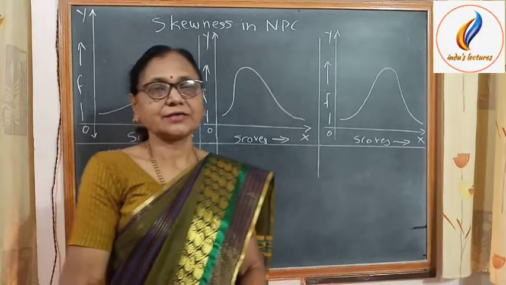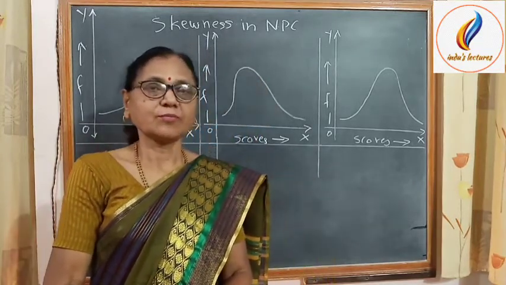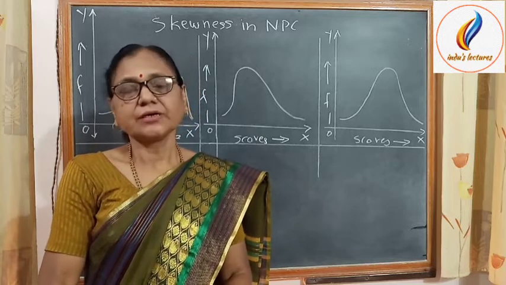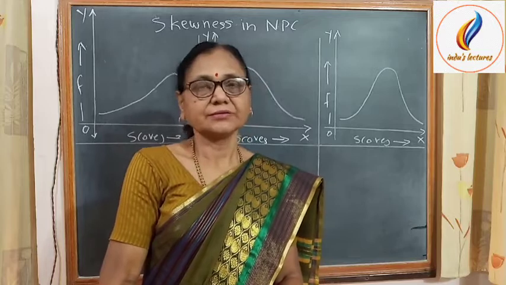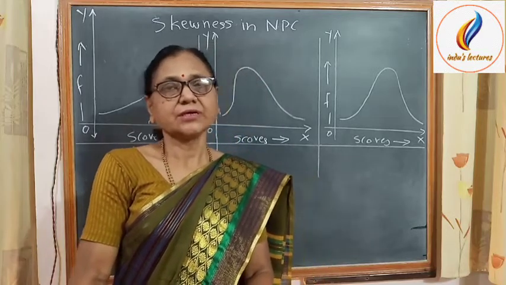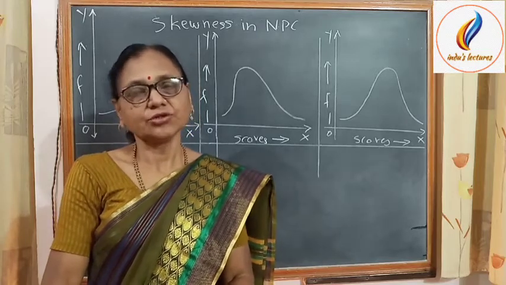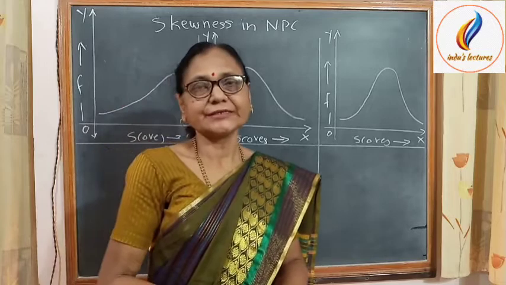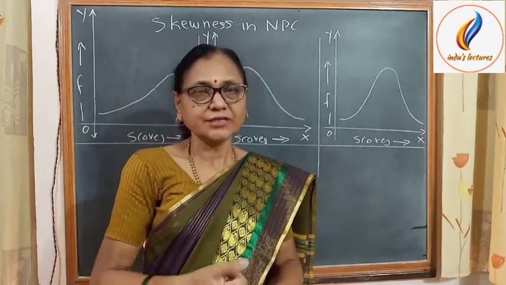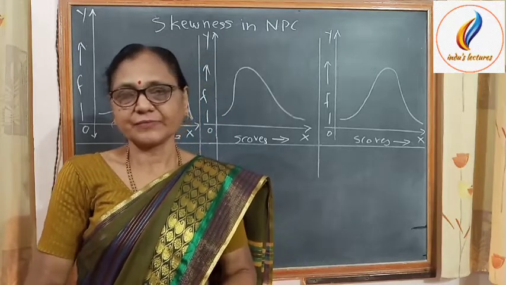In the last part, we discussed the meaning of the normal probability curve. But it can be said that the normal curve sometimes deviates from normality. That means the curve deviates from normality, and there exists a skewness in the normal curve. In this part, we will discuss skewness in the probability curve.